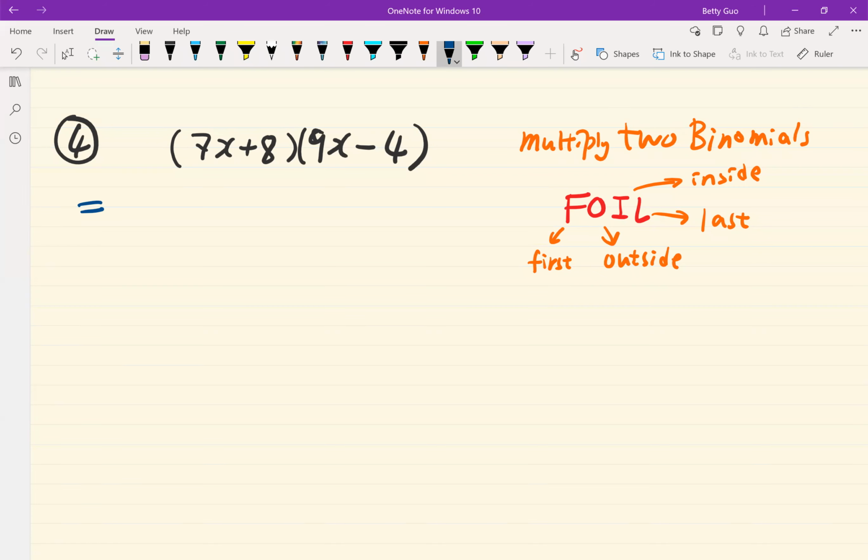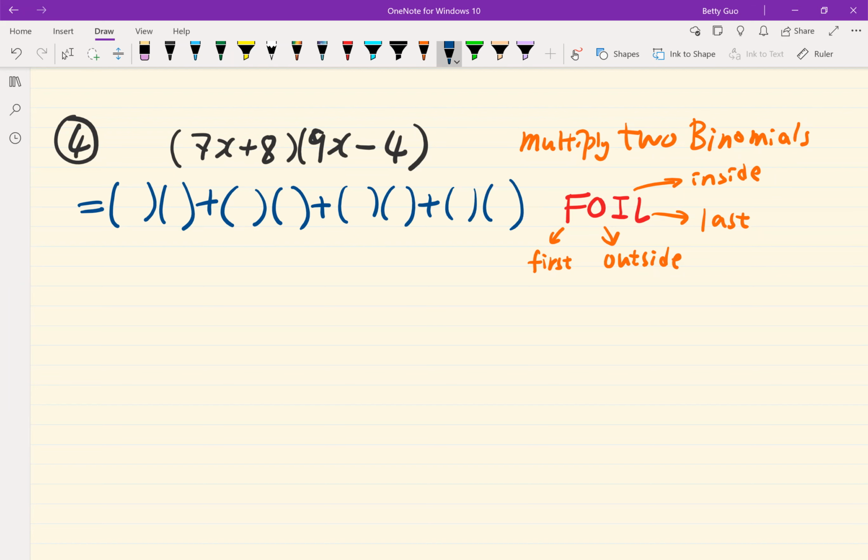Let me show you how I do it. I will first draw a parenthesis. First times first, plus outside times outside, plus inside times inside, plus last times last. So I recommend you please do the same thing. First draw a parenthesis. The first 2 parentheses multiply together, and then plus those 2 parentheses multiply together. And we have 4 terms. FOIL, 4 terms. Each term is a product of 2 things.